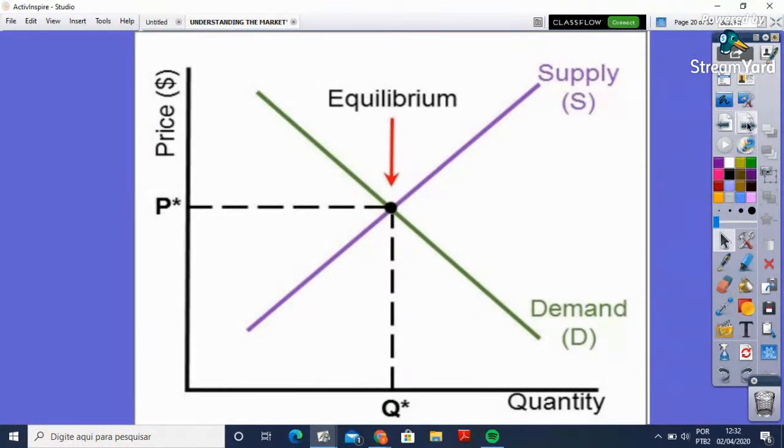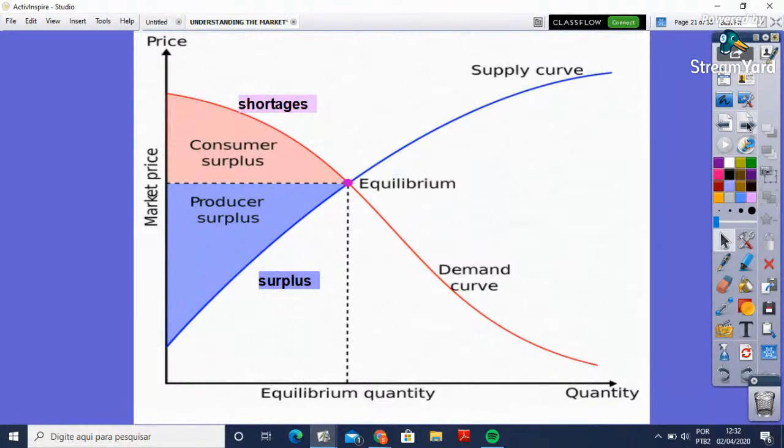Okay? What can happen in my perfect world? Take a look at this. If I am below this line here, I have a producer surplus. My situation is surplus. What do I have? I have too many products in the market and I simply cannot sell them. If I am above this line here, I have a consumer surplus. What is this? Too many people for the same product. Therefore, I will have shortages, which will make the prices of my products go up because they are scarce. So my perfect world is always in the equilibrium.